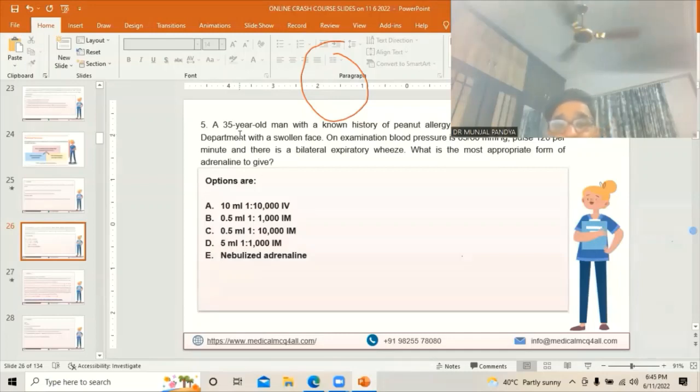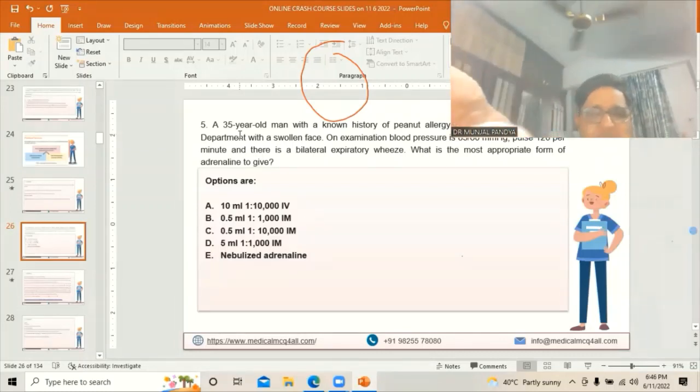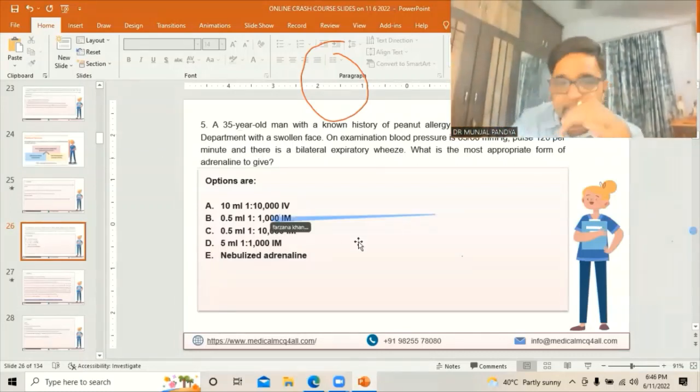A 35-year-old man with a known history of peanut allergy presents to the emergency department with a swollen face. On examination, the blood pressure is 85/60, pulse rate is 120 per minute. There is a bilateral expiratory wheeze. What is the most appropriate form of adrenaline to give? First of all, you need to make a diagnosis. Can anyone tell me quickly what the diagnosis is for this patient?